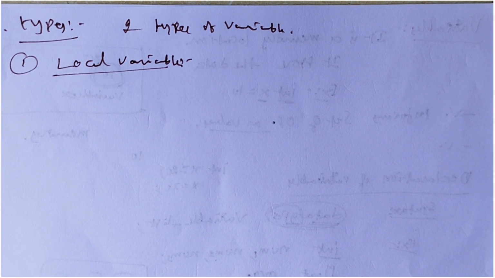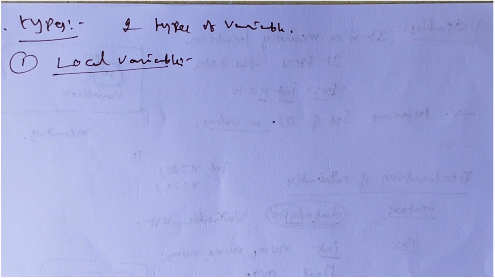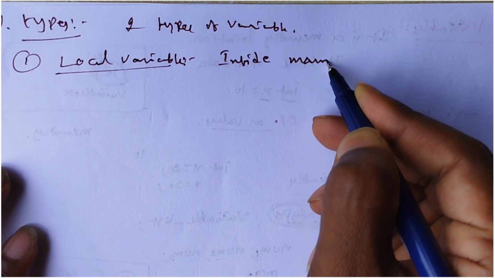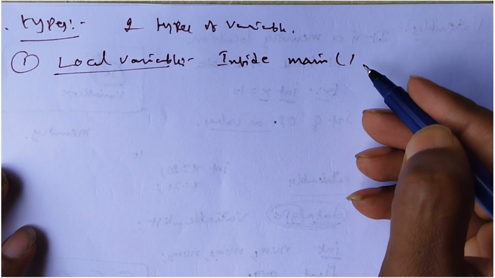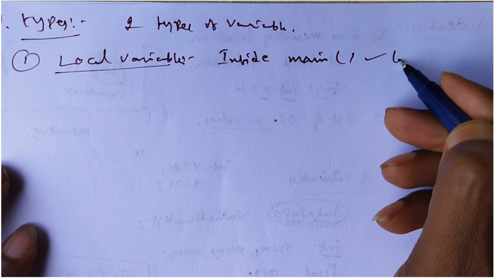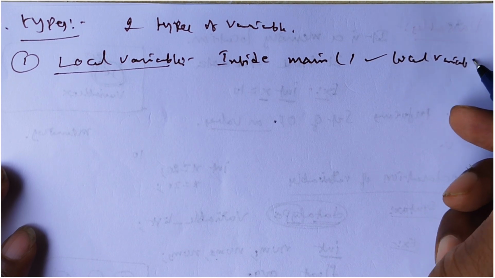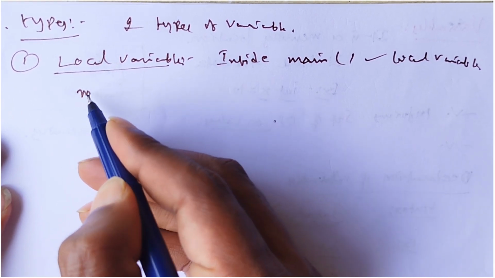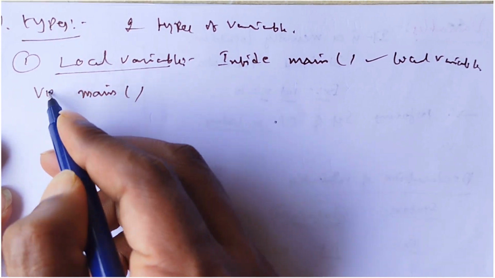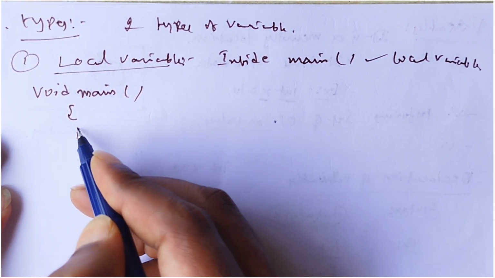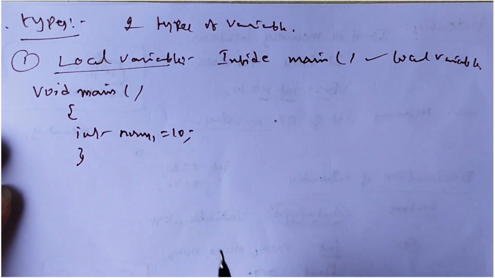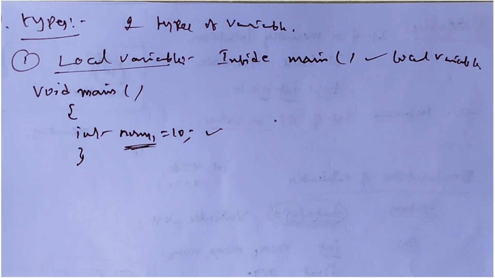Whatever variables we declare inside the main method, those are called local variables. If you declare any variable inside the main function, those are called local variables. For example, inside void main, here I am declaring int num1 equals 10. Okay, here what is the local variable? num1 is the local variable.